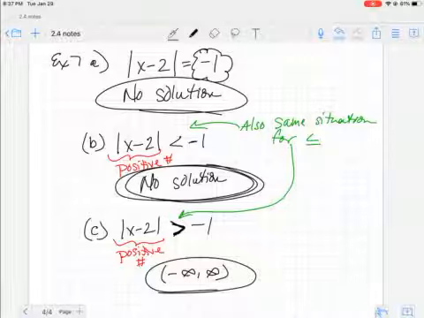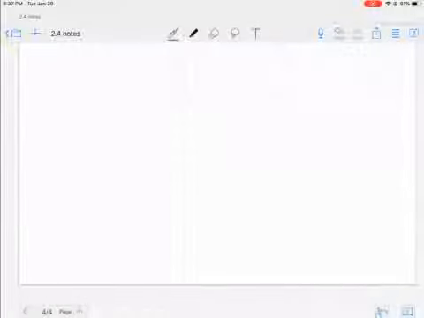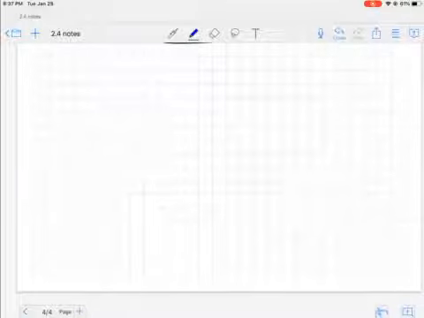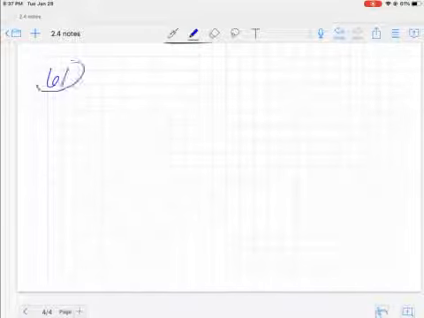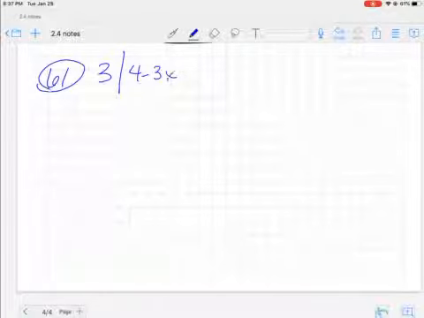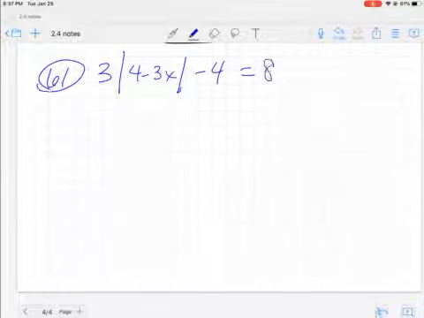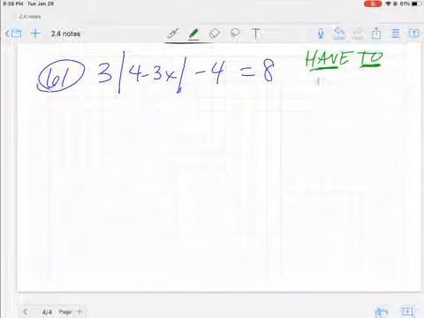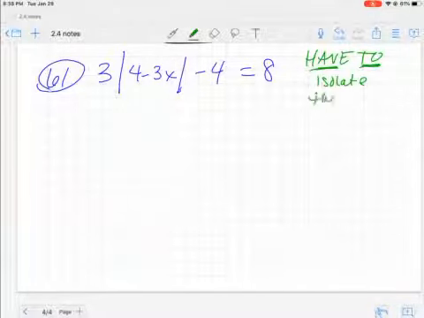One thing that we did not say that I do want to say really quick, because you've got some problems like this in your homework, is the first thing whenever you go to solve an absolute value problem, such as number 60 or even 61's even better: 3 absolute value of 4 minus 3x, minus 4 equals 8. Before you can start splitting any of this up, you have to isolate the absolute value first.